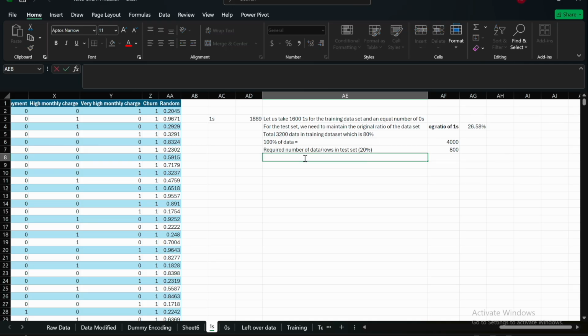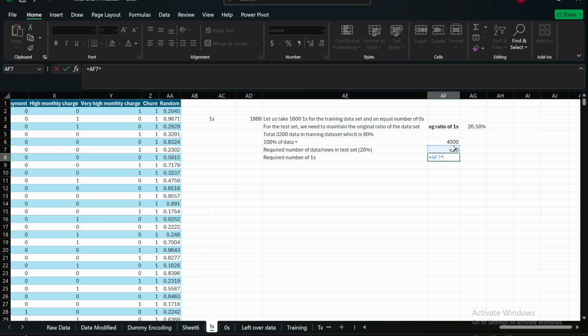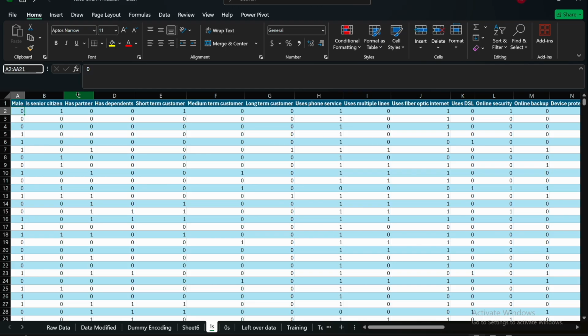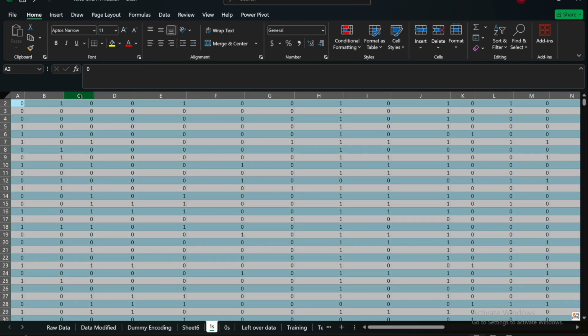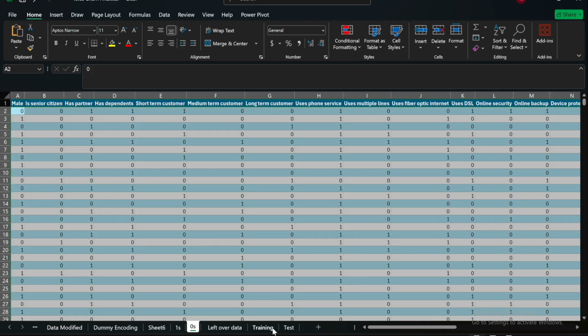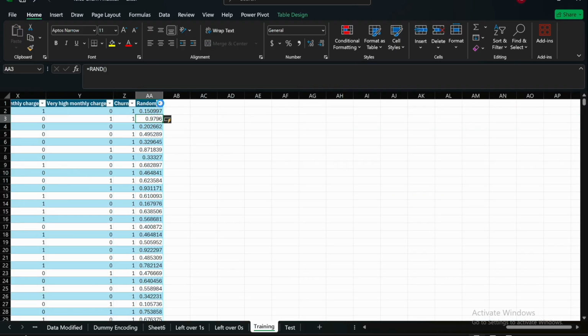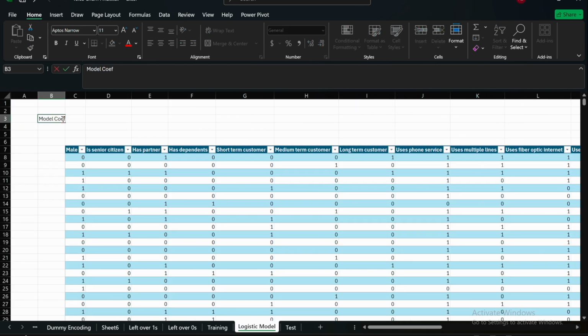So 800 data points were required for the test set. What is the required number of ones in the test set? This is found by multiplying the required total data in the test set by the ratio of ones to total data in the original. So ones is 213 and zeros is found as well, 500 something. The cells are selected from the leftover zeros and leftover ones, and then pasted into the test set. Although not quite necessary, the training set was randomized again.